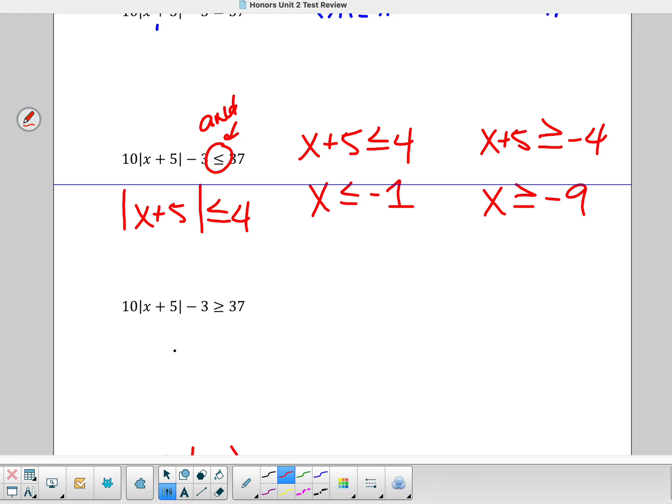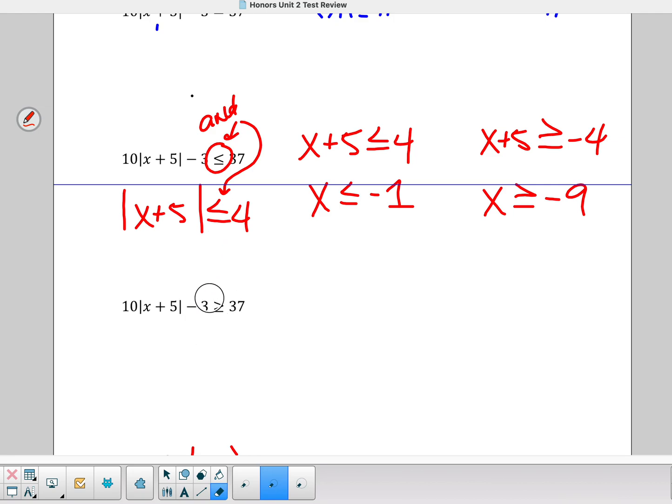Whenever the absolute value is isolated, the way that the symbol's facing determines whether it's an "and" or an "or." If you had to divide by a negative number, if 10 were negative, the symbol would flip in the process of isolating the absolute value. So don't determine whether it's an "and" or an "or" until you have isolated the absolute value. And now let's graph this.